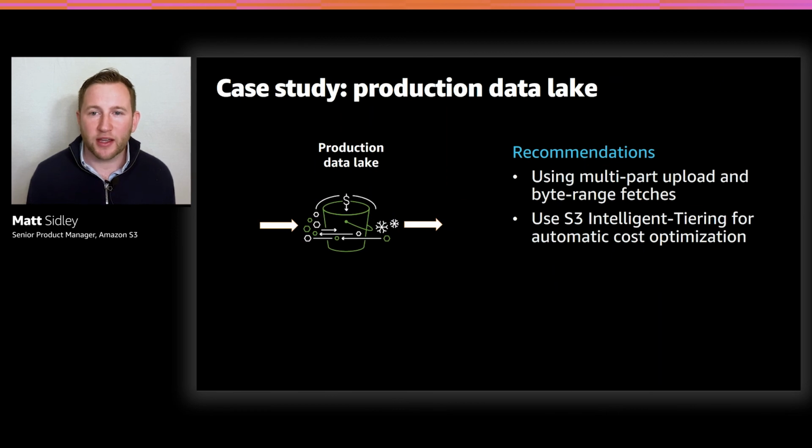Next is the production data lake. This is after the data has been transformed into optimized files like those in Parquet or ORC format. These files are typically anywhere from a few megabytes to a few hundred megabytes. To improve the throughput of these large files, we'd recommend using multi-part upload and byte range fetches to parallelize across multiple connections, improving the performance and reducing overall latency. We also find that a lot of customers use S3 Intelligent Tiering for the production data lake storage. It often has unpredictable access patterns with many business analysts accessing their data to get insights out of it.